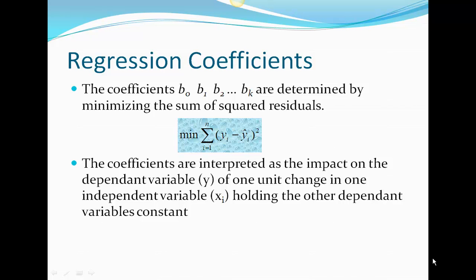The coefficients are interpreted as the impact on the dependent variable of a 1 unit change in one independent variable, holding all other independent variables constant. So each beta will tell you the change in y associated with a 1 unit change in each individual x, ceteris paribus.